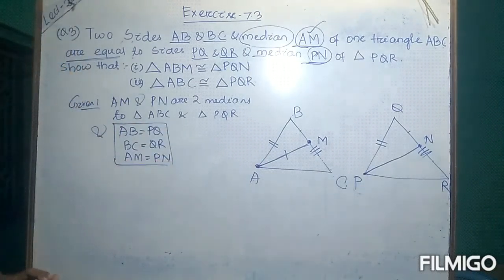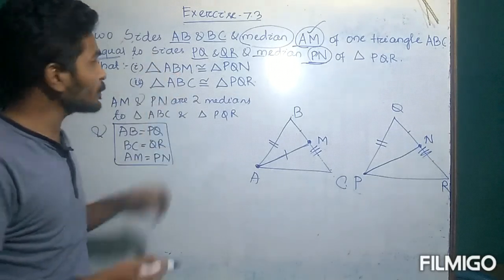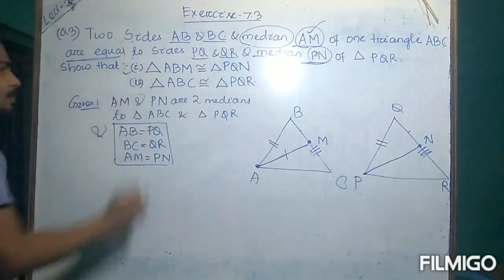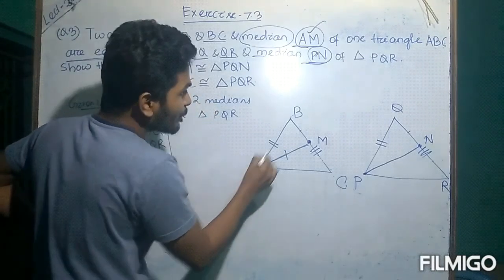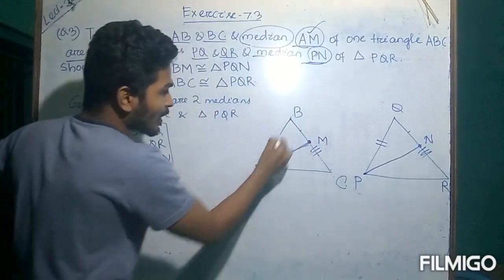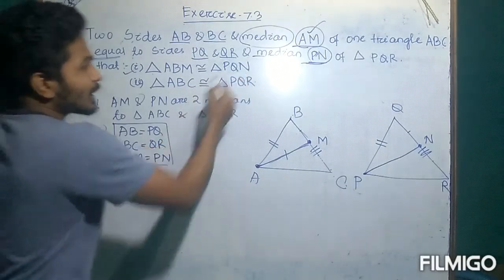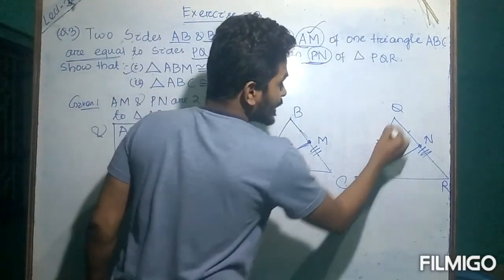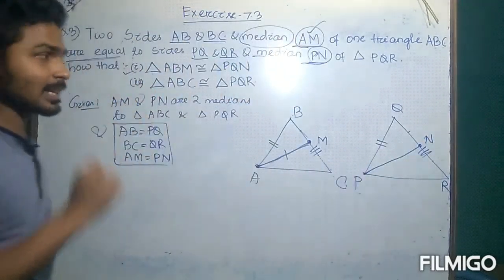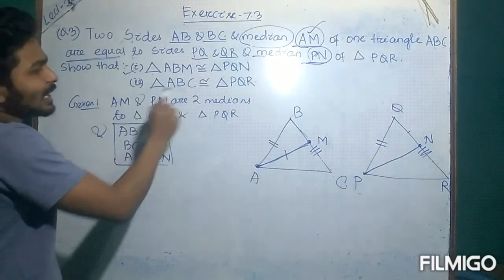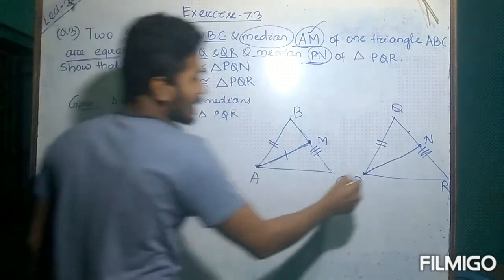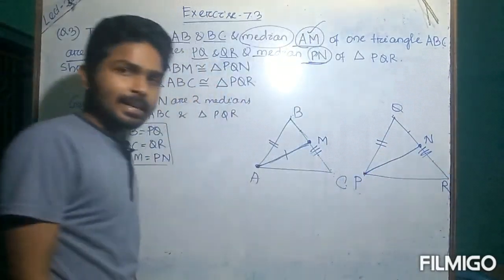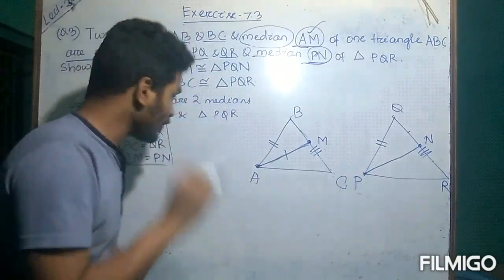Now using these three things, we have to prove two statements. The first statement is triangle ABM is congruent to the triangle PQN. And the second statement is triangle ABC is congruent to the triangle PQR. Okay, so let us prove the first statement.